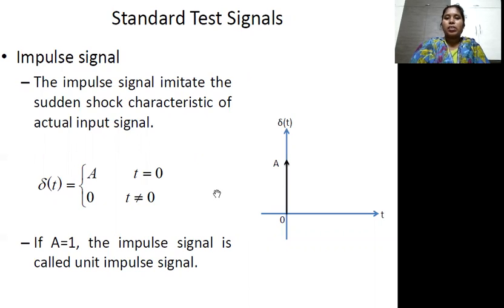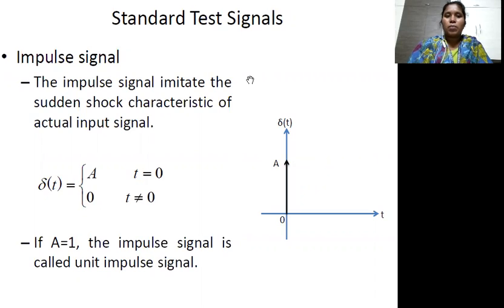The impulse signal imitates the sudden shock characteristic of the actual input signal. That means if any sudden characteristic occurs due to the actual input signal, that can be treated as an impulse signal. When the value of a is equal to 1, we say it is a unit impulse signal. So the impulse signal imitates the sudden shock characteristics of the actual input signal.